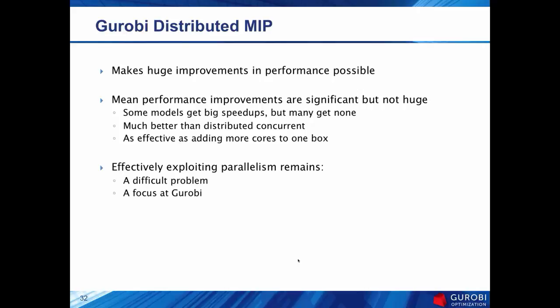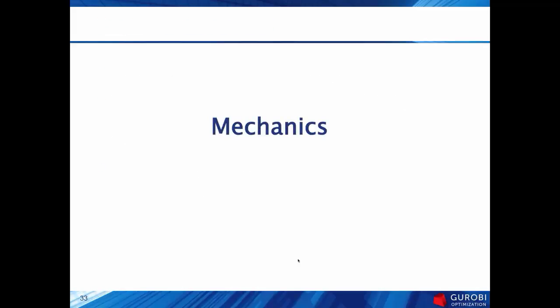This is actually as effective as adding more cores to one box, to one computer. So this distributed MIP is a very, very powerful way to solve models. But it's still a challenge for us. This is still something we're going to be studying in our future development at Gurobi, because parallelism is very complicated and difficult. It's something we will continue to focus on. So last but not least, let me talk about some of the mechanics. How do you actually use this in your day-to-day optimization?